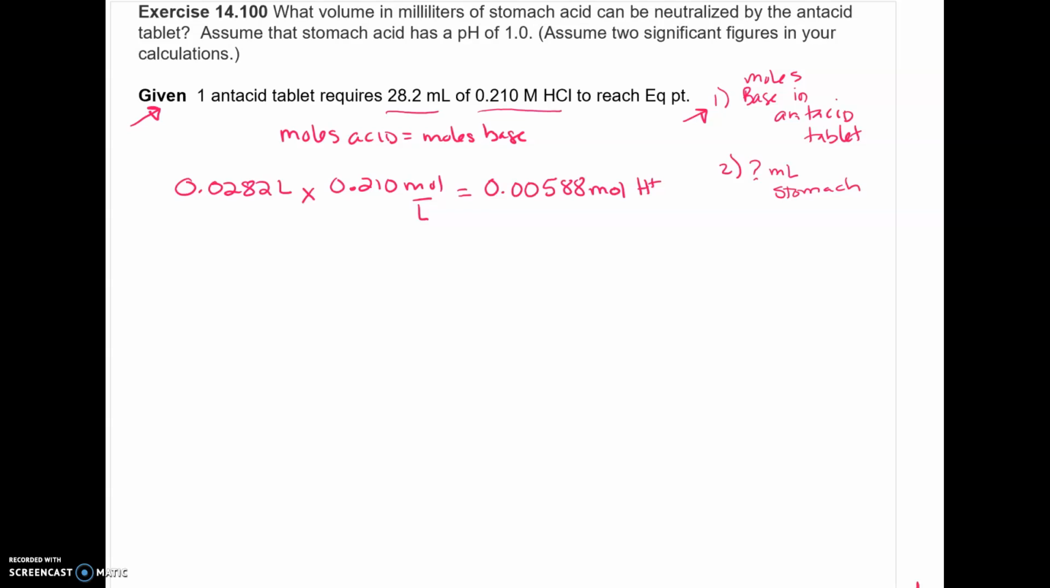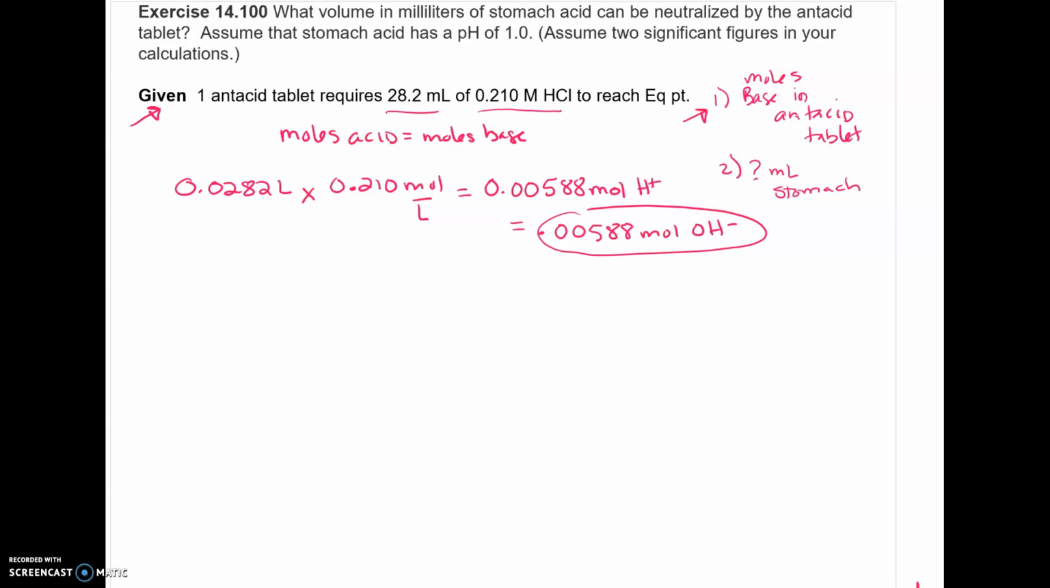Now remember, that means that that's equal to the number of moles of OH minus in the antacid tablet. Okay, so now that's how much is in the antacid tablet. What volume of stomach acid can be neutralized with that?